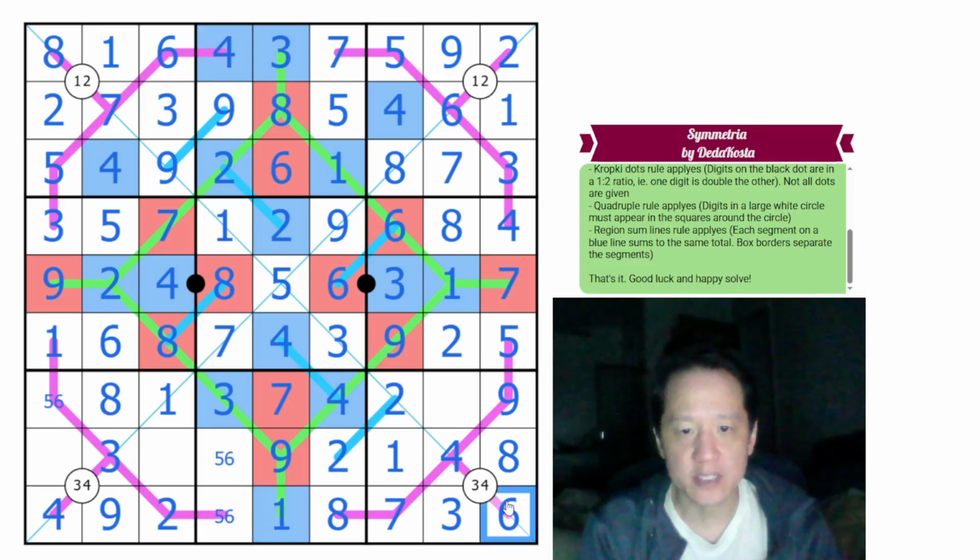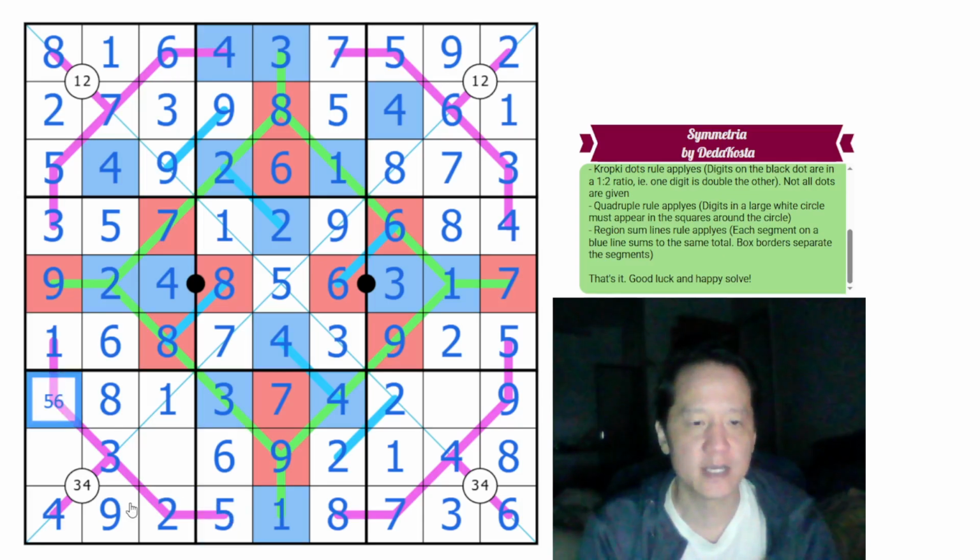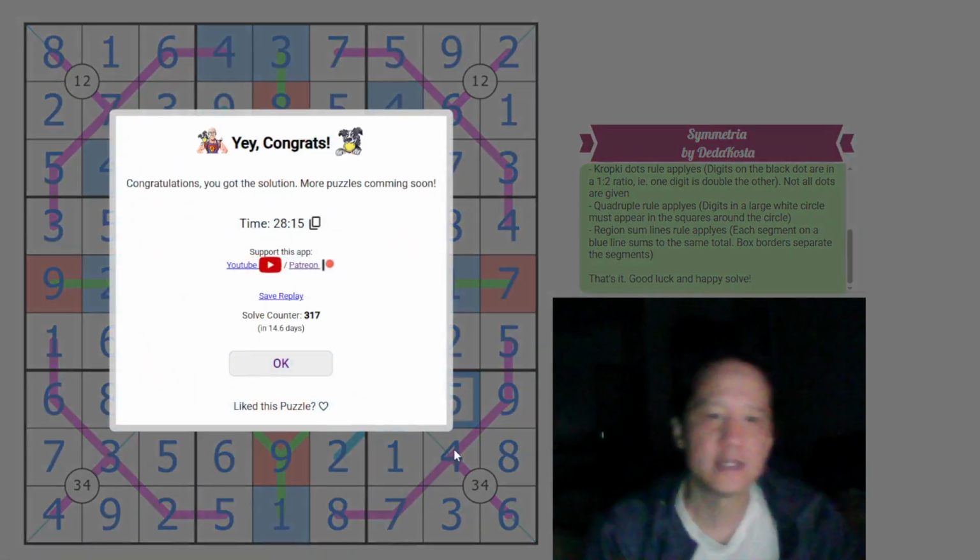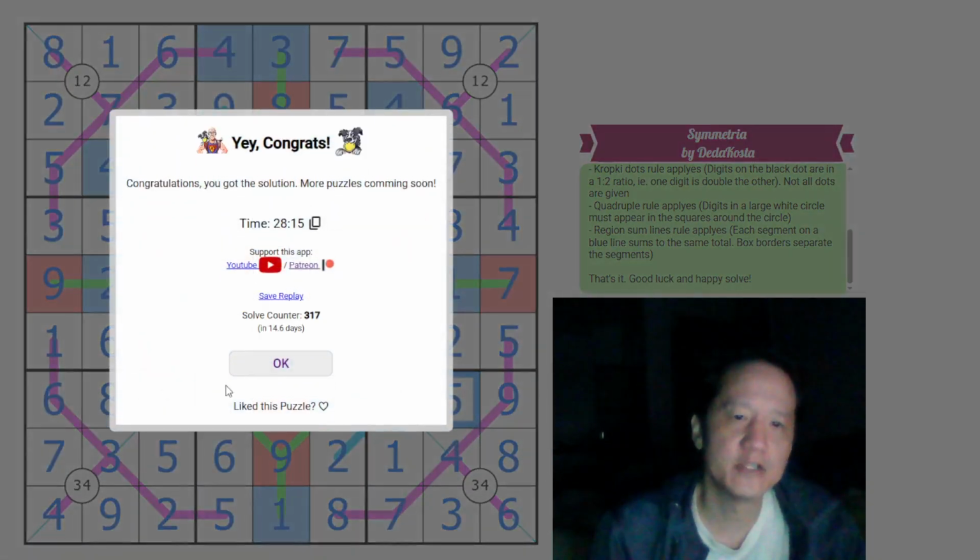Anyways, this can't be 6 because of that 6, so this is a 5, which makes that a 6. This 5 means this can't be 5, so this must be a 6. The remaining digit here is a 7, the remaining digit here is a 5, and the remaining digit here is a 5. That's how you solve it. Congratulations, you got the solution. More puzzles coming soon.